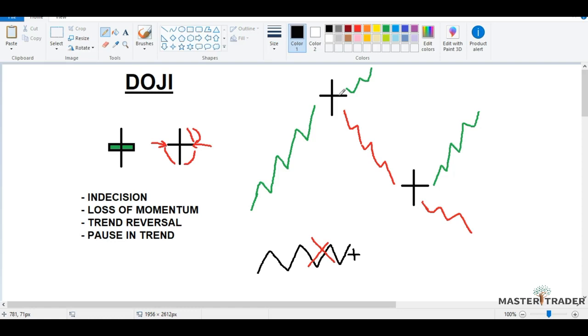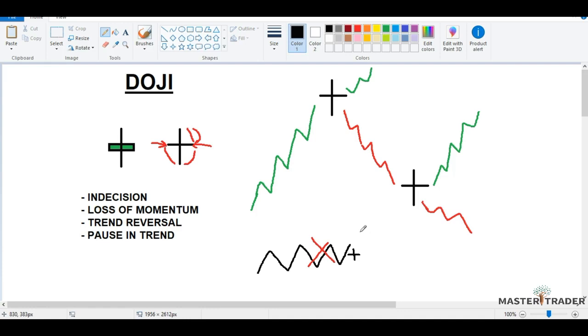But for now, we just need to keep in mind that if there's a nice uptrend and a doji forms at the top, be cautious, right? Because there may be some profit booking or a trend reversal from there. And if we're in a nice downtrend and price is just going down, down, down, and then you see a nice doji form, then again you need to be cautious, because you might see a trend reversal, or you may even see trend continuation. Whichever it is, you need to be cautious.